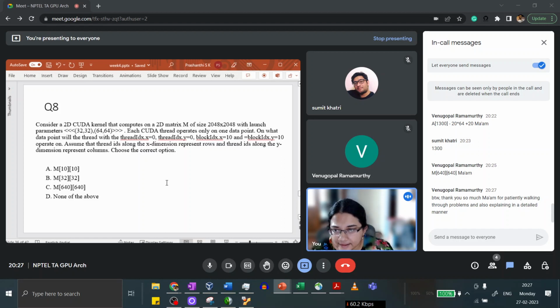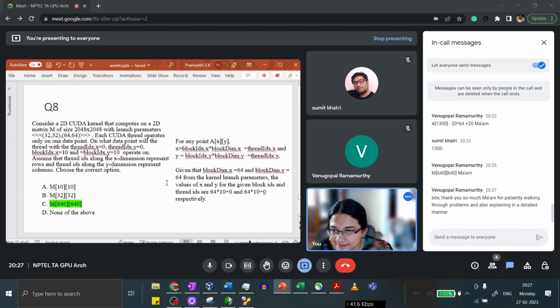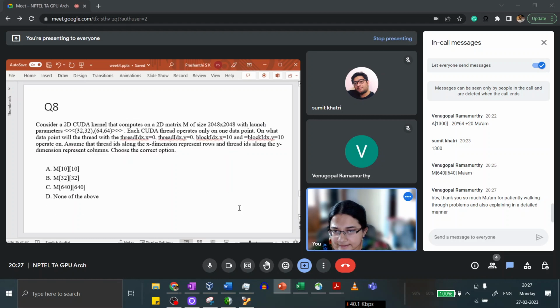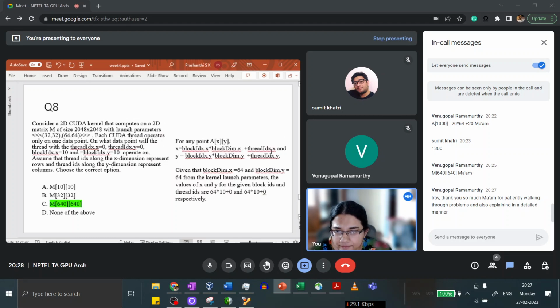Okay, let's look at the answer. It is 640, 640. So how do you get that? It's the same logic as the previous question, except that now you need to do this along two dimensions. We did blockIdx.x times blockDim.x plus threadIdx.x, so you do the same thing along the x dimension. Then along the y dimension, you do blockIdx.y times blockDim.y plus threadIdx.y, right?